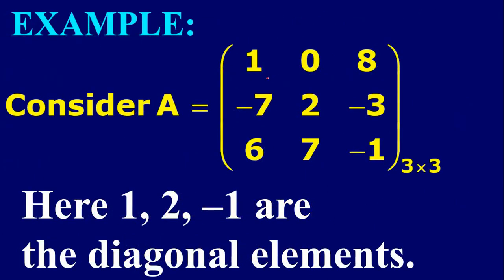So consider here we have this is A11 and this is A12, here it is A13 and this is A21 and this is A22 and this is A23 and this is A31 and this is A32 and this is A33. Now here we have A11, A22 and A33, all these are called as diagonal elements. So here 1, 2, minus 1 are diagonal elements.